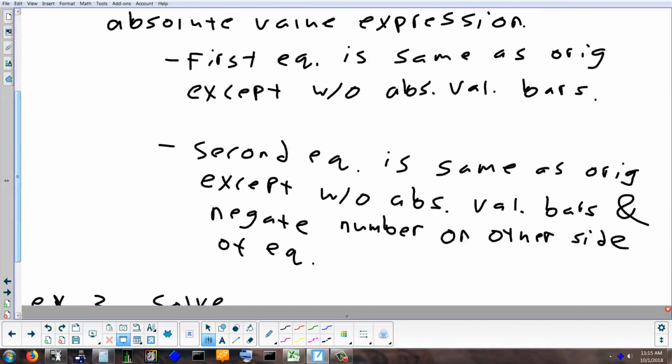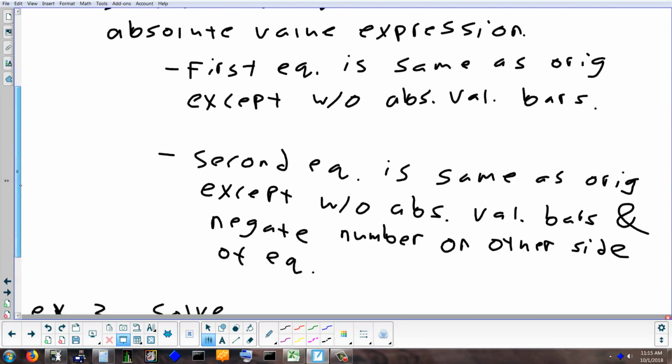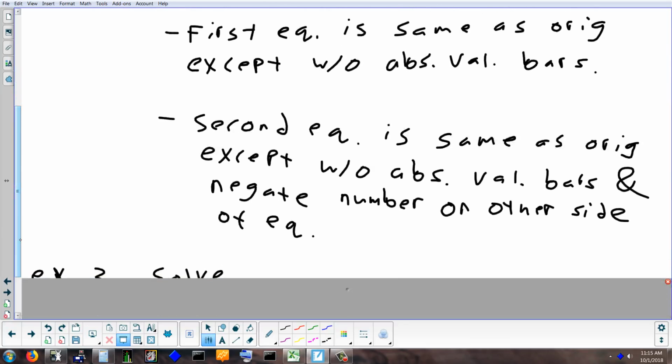Again, in Algebra 1, another thing I would spend a whole day on, just solving absolute value equations. We'll do one example or so, and hopefully that'll refresh it a little bit if you don't remember how to do it. Any questions on the 2 steps? So 2 equations. One of them you just take out the bars. The other one you take the bars out and make the number on the other side the opposite.